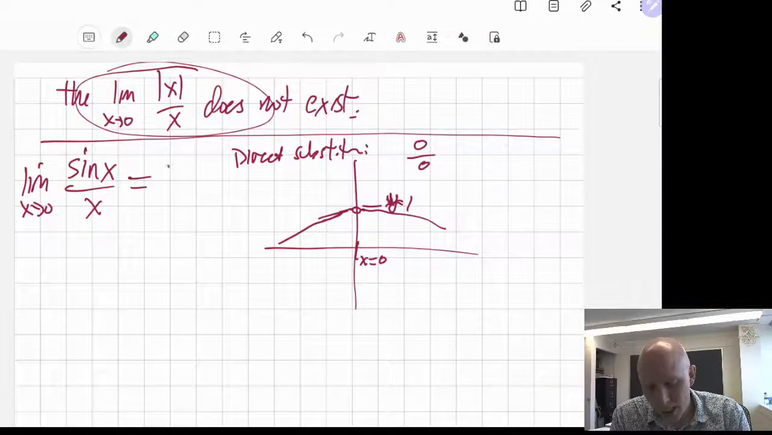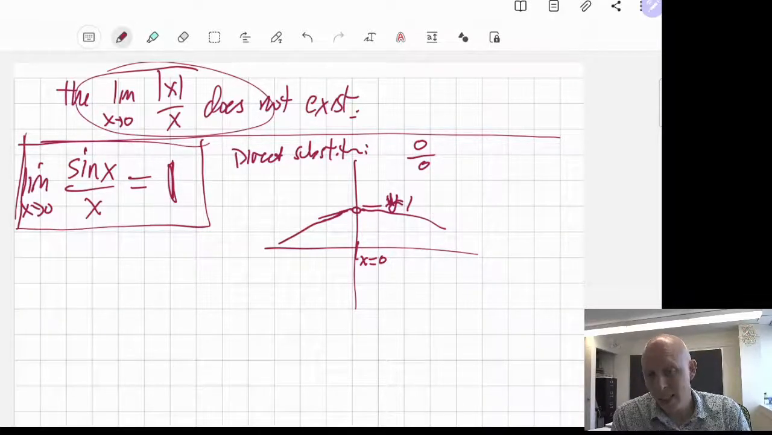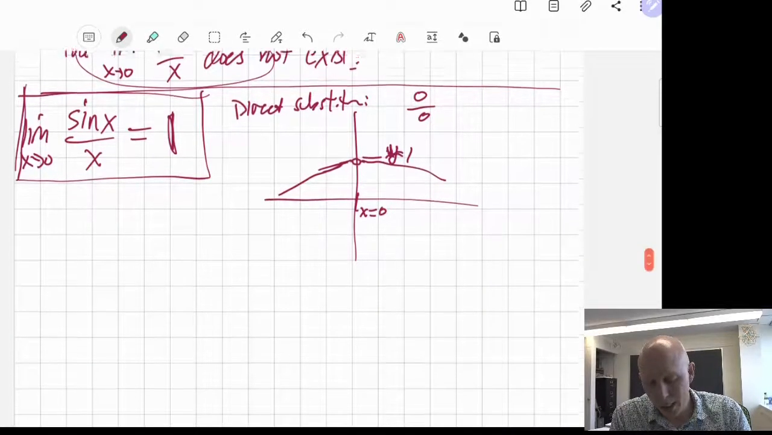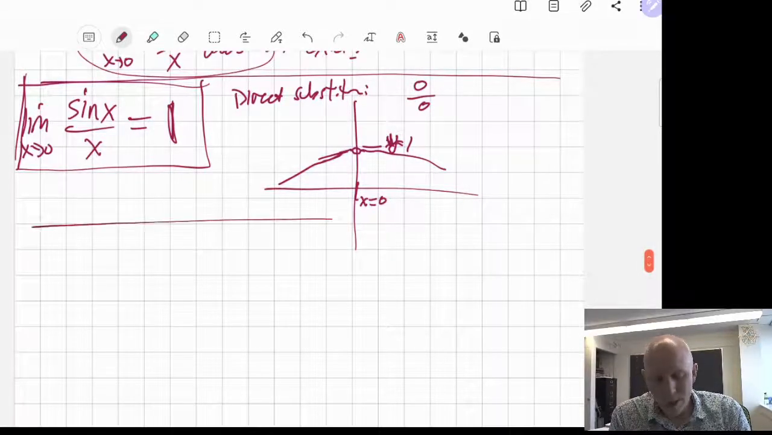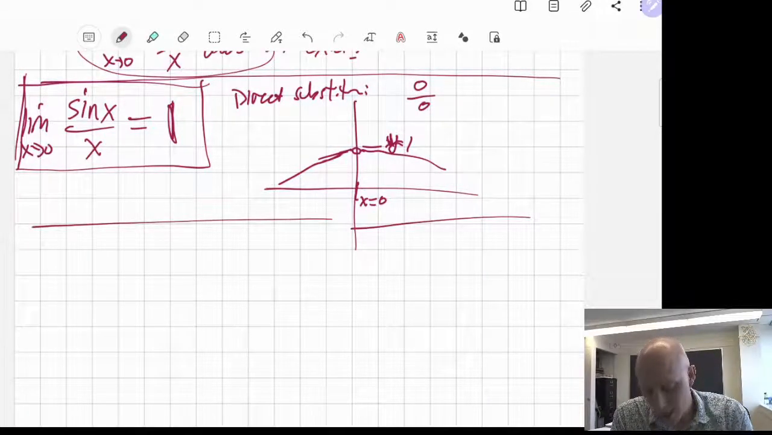So for now, what I'd like you to do is just take as a fact that this limit as x goes to 0 of sine of x over x is equal to 1. We'll prove it shortly. But what this will allow us to do is to answer other questions, like what is the limit as x goes to 0 of sine of 4x over 7x.